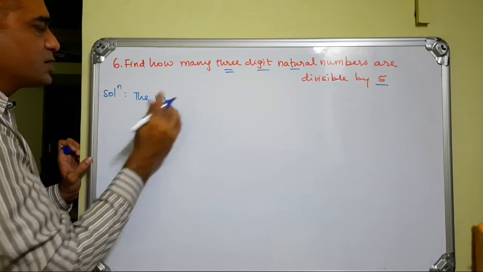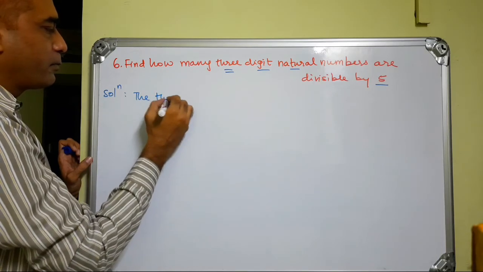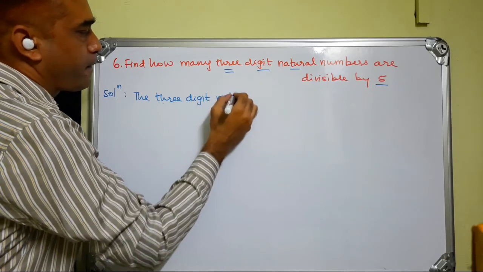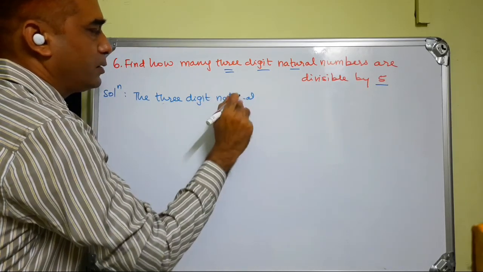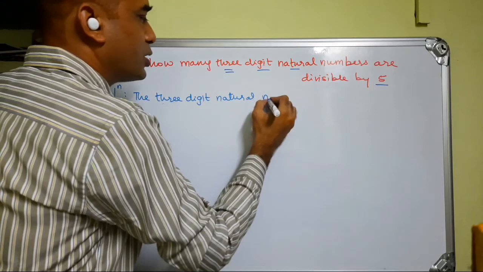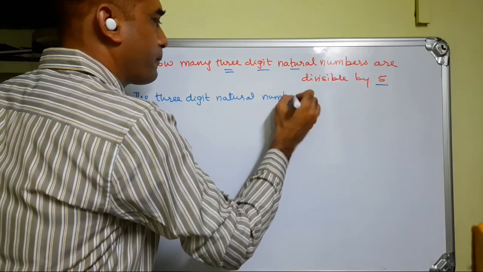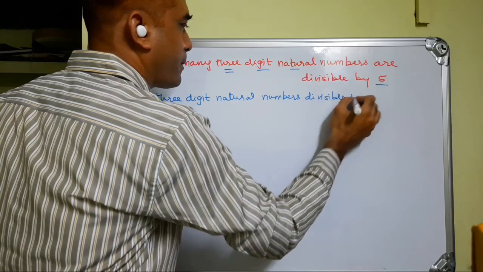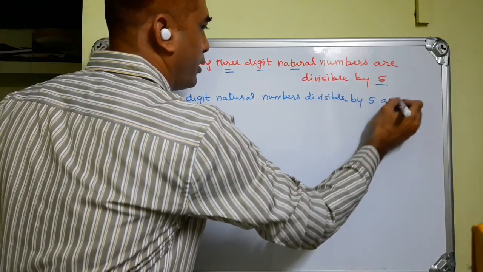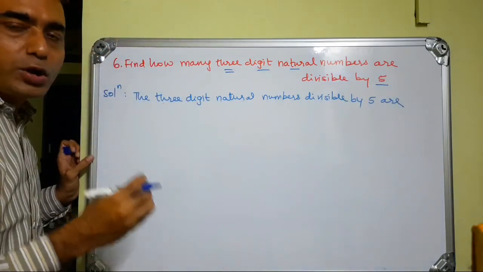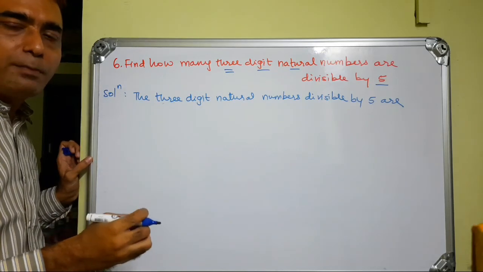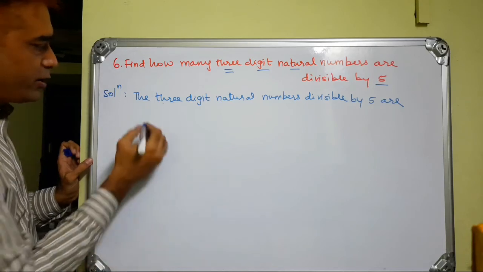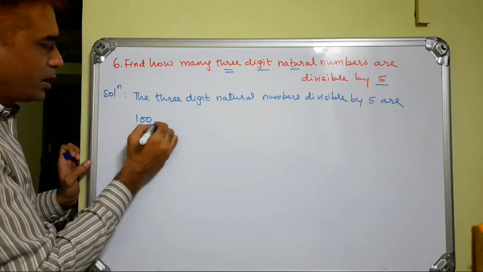The natural numbers, 3-digit natural numbers divisible by 5. So what is the smallest 3-digit number which is divisible by 5? It is 100. Yes, 100.